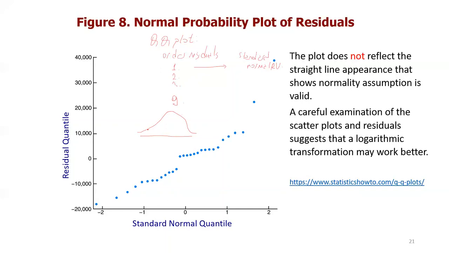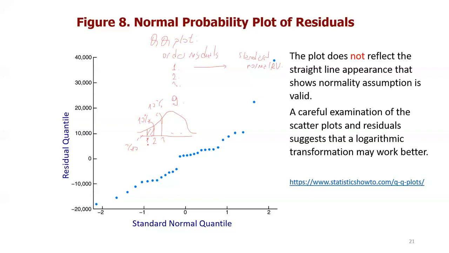I just order them from 1 to 9, just like this. This is the first one, this is the second one, third one, and so on. So 9 residuals just divide this region into 10 parts. The area to the left of this is 10%. The area here is another 10%, the area here is another 10%, and so on.